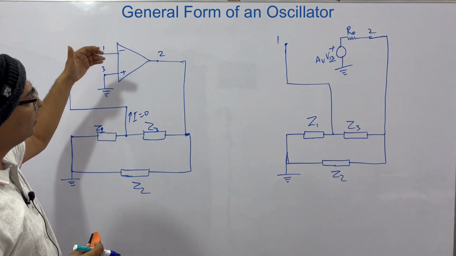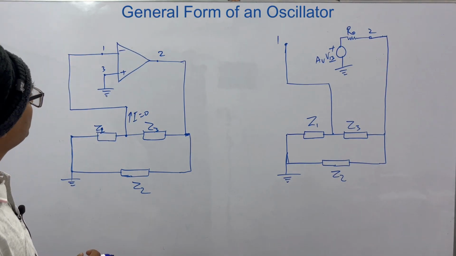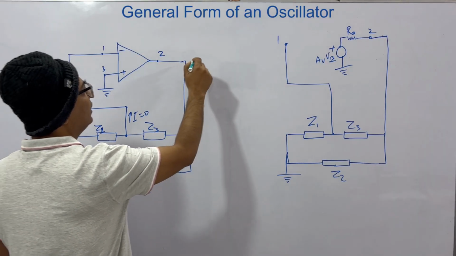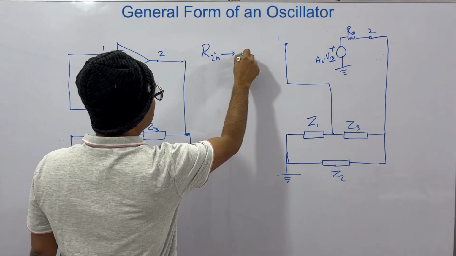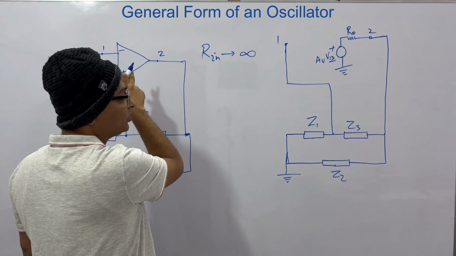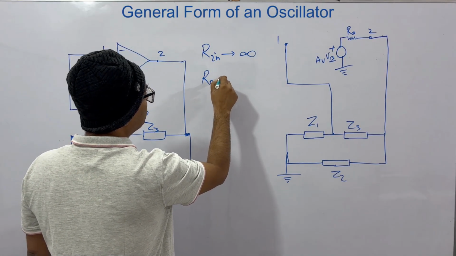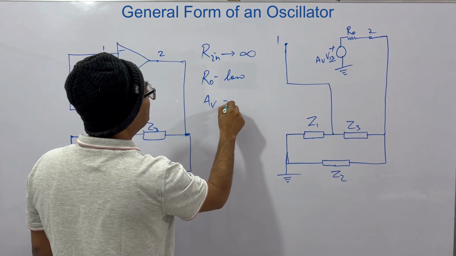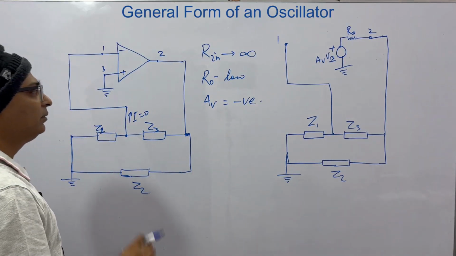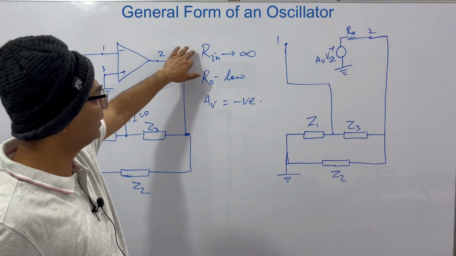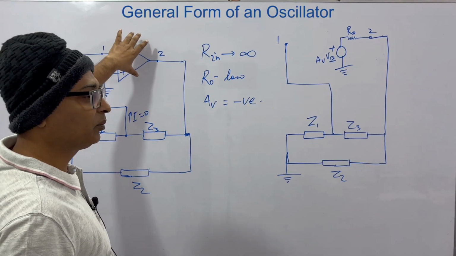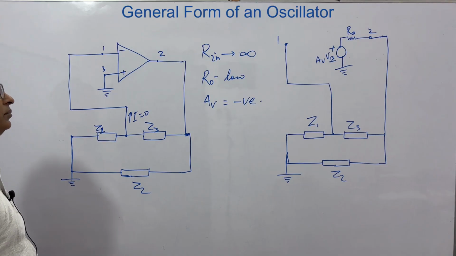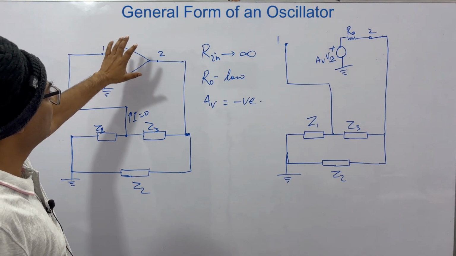It can be a FET or a BJT or an operational amplifier. The important parameters that we need here are: input resistance to the amplifier should be very high, output resistance should be low, and we should have voltage gain as negative. We need minus AV. So these are the characteristics that we require in the amplifier. It can be operational amplifier, BJT based amplifier, or FET based amplifier. So this is about this thing.